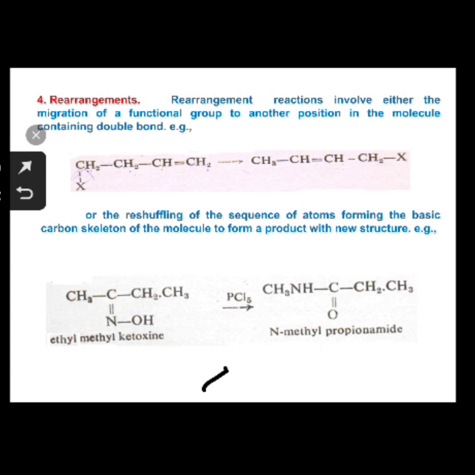So the next example is conversion of a ketoxime into an amide. Here the nitrogen atom is rearranged and then it forms an amide.